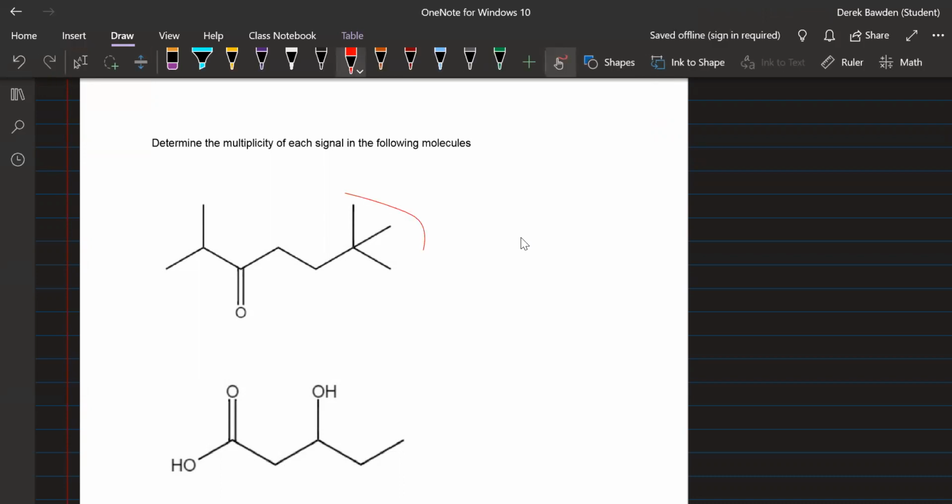So all these tert-butyls, these will be our HAs. How many neighbors does this tert-butyl have? 0, right? That's very important to remember with tert-butyls. There's not going to be any neighbors. So what will this show up as? Will it show up as a doublet, a singlet, a triplet? What do we think? Singlet, right? Because there's no neighbors. Singlet.